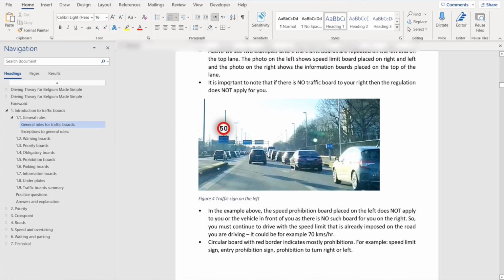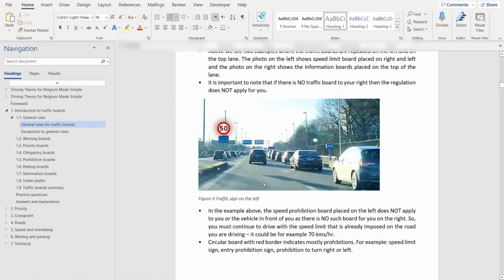It is important to note that if there is no traffic board on your right, then the regulation does not apply to you. So here's an example. On the right, we don't see a traffic board putting a limitation on the speed. On the left, suppose you're driving on this lane, on your left, there is a speed limitation of 50 kilometers per hour. This definitely does not apply to you. This applies to the vehicles driving on this lane, on the left side of the traffic board.